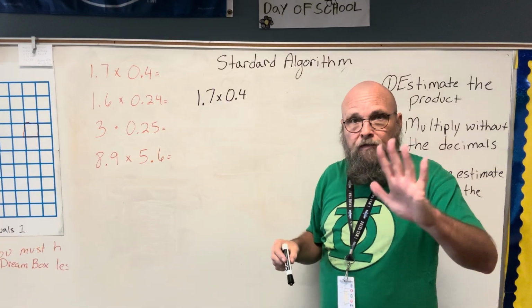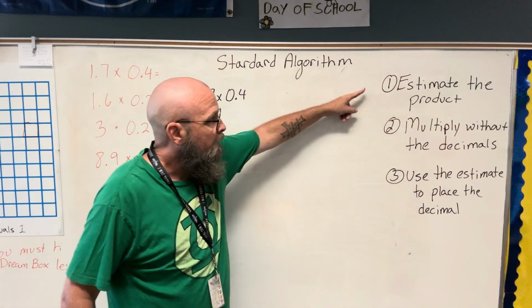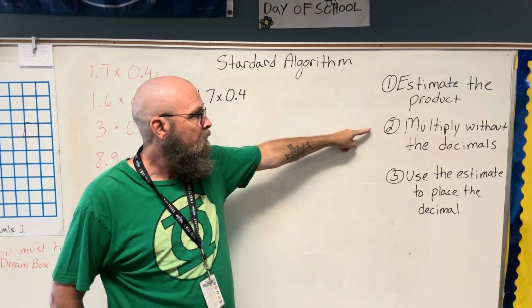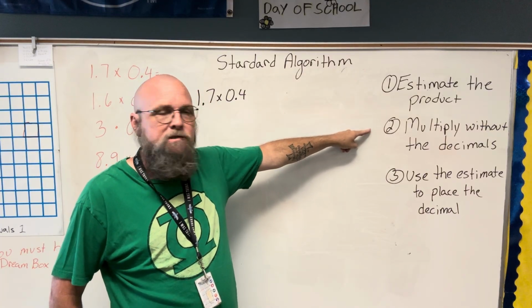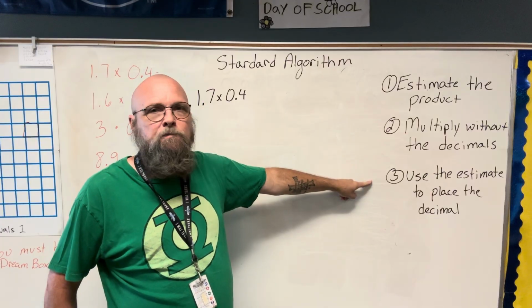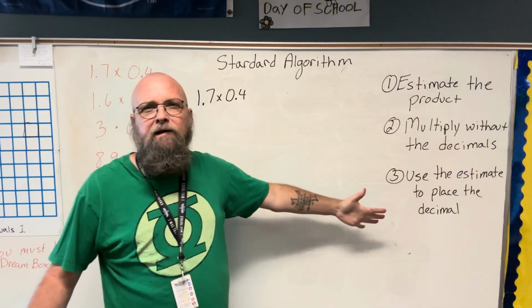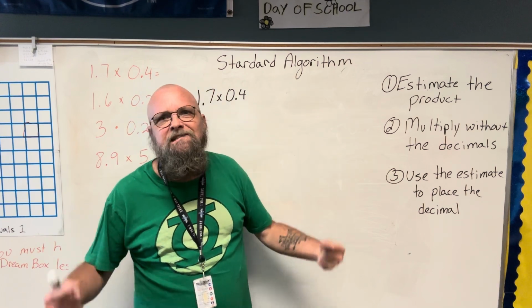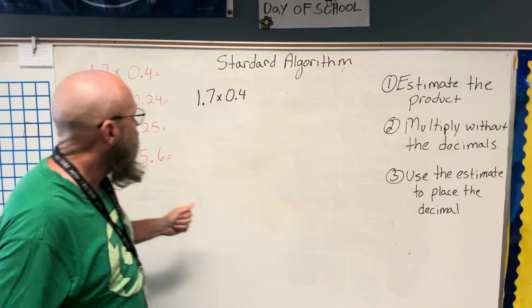Okay, let's start with estimating, because our steps over here say to estimate the product. Product is the answer to a multiplication problem. Then multiply without the decimals, and then use the estimate to place the decimals. You've hated estimating. He's been making us do it for 9 weeks. Why do we have to keep doing it? Because I said so and because you need it.